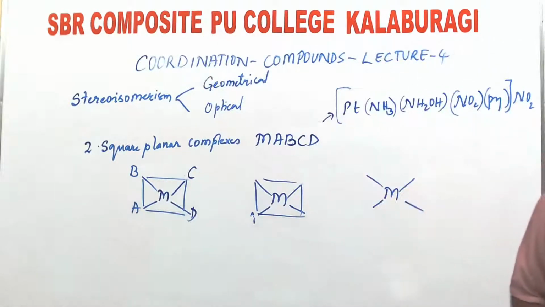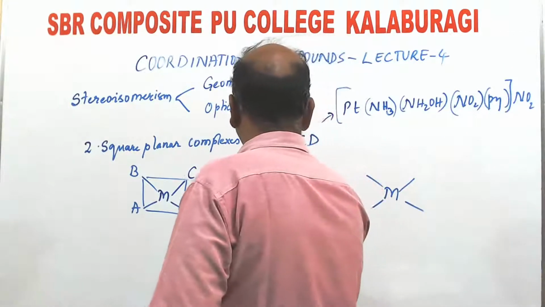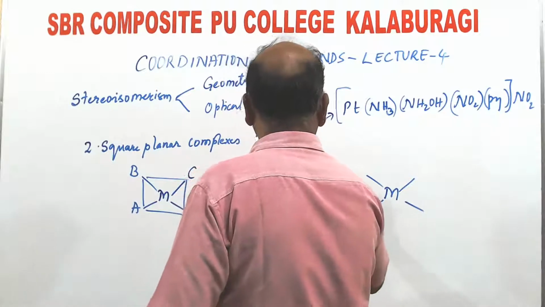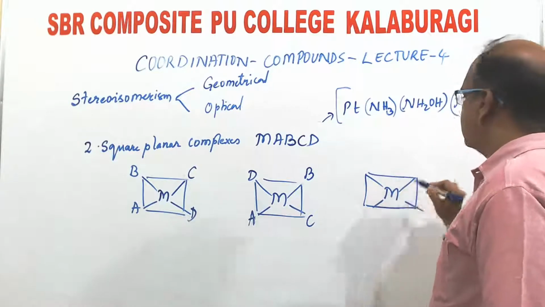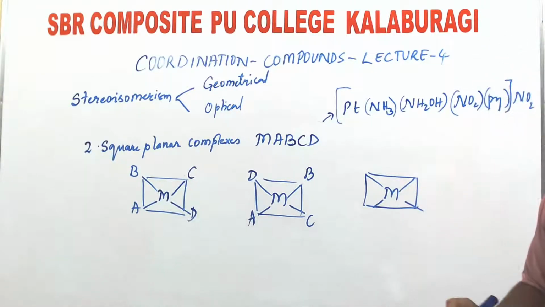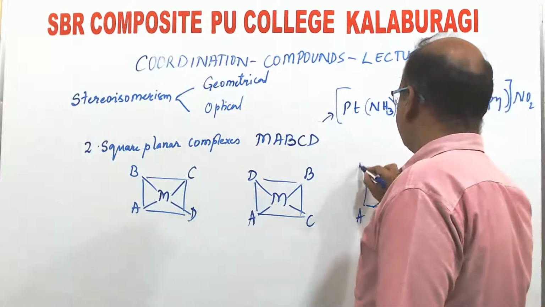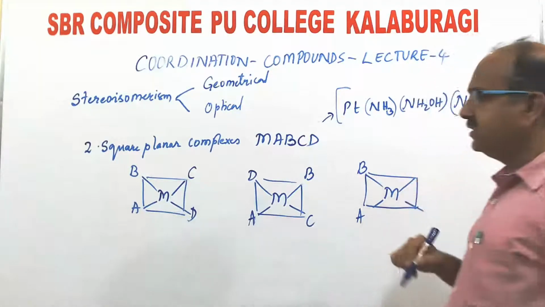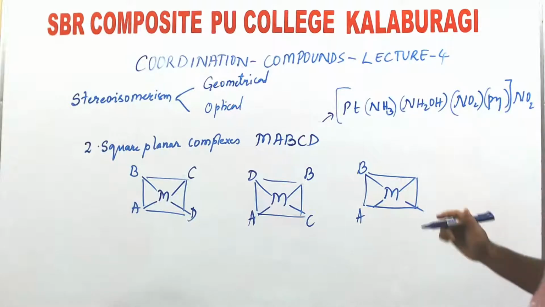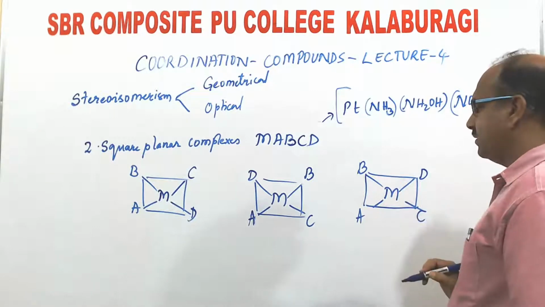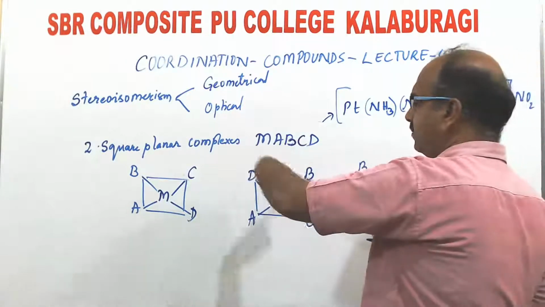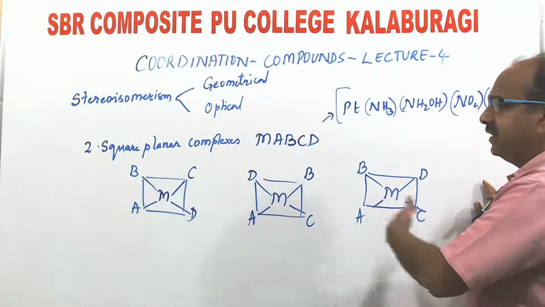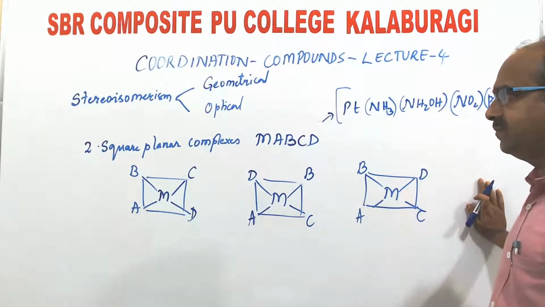Its next type will be MDBC. This is D, B, and C. Its next is going to be here again as it is, A. This is B, and this will be changed. Exchange: C and D are going to be exchanged. D is going to be here, C is going to be here. So those three places we are going to change. BCD, BCD, BCD we are going to change, and that will give rise to three isomers.